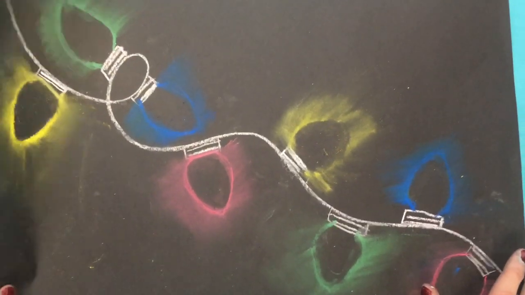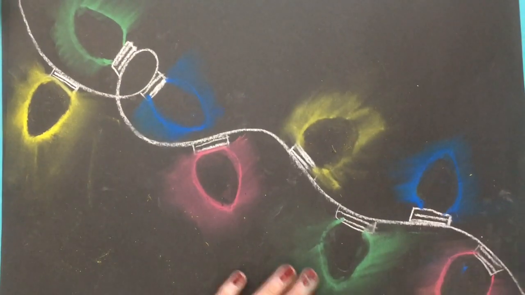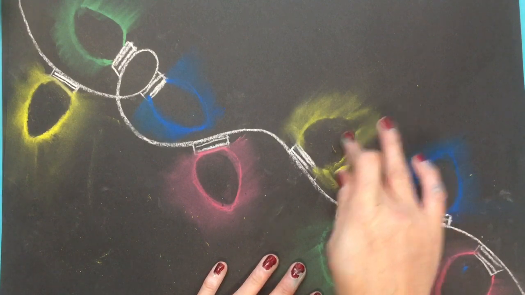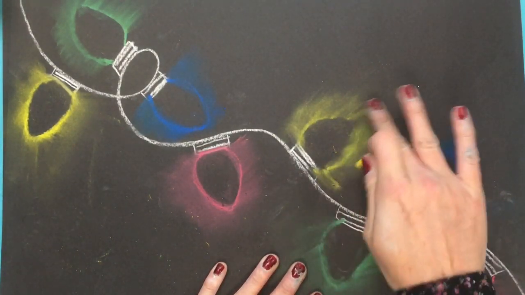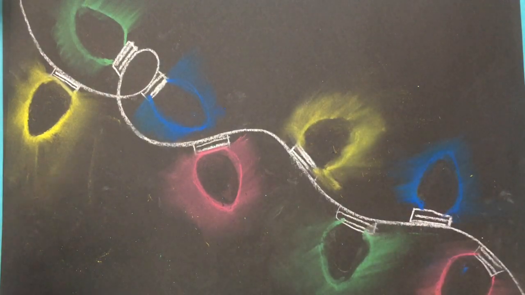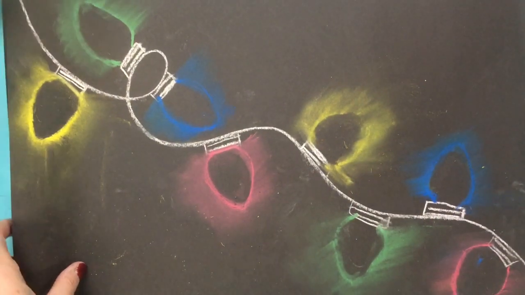There you go, your string of Christmas lights. If there's something about it that you want to make brighter, just go back over and pull that out again. If you want to add another additional string of lights to it, you can add something going this way.